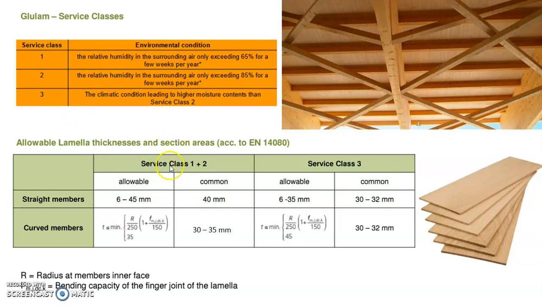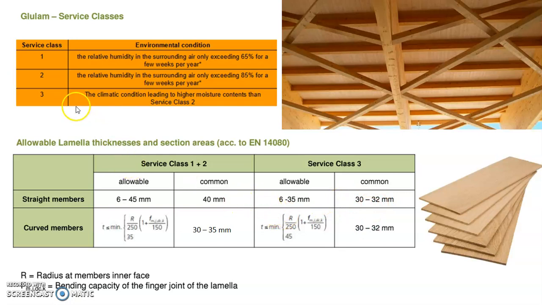So when you have service class 1 and 2, the thickness of the lamina or the individual plies can be between 6 to 45 mm, and it's common to have 40 mm thickness. Whereas if it is a more severe environmental situation, we go for service class 3, then the thickness of the ply is actually reduced to around 30 to 32 mm.